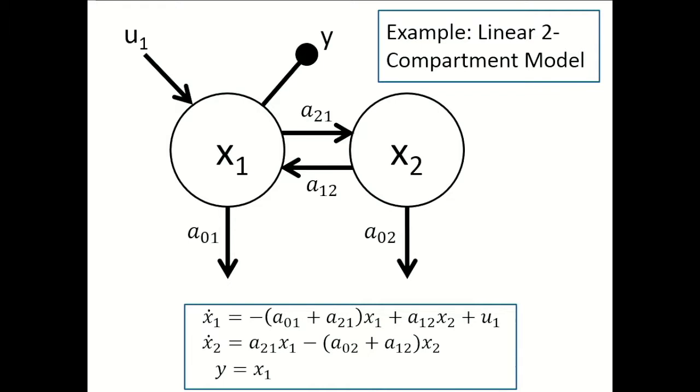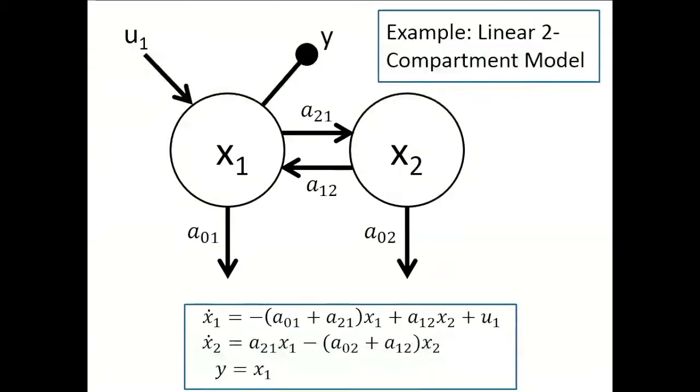Okay, so we can form the very simple linear first-order ODE system of equations that corresponds to this picture. So for example, notice in the first equation, the coefficient of x1 has the negative sum of all the outgoing arrows. The coefficient of x2 has the incoming arrow, and then we're adding u1 because we are inputting into compartment 1. Similarly for the second equation, and then y equals x1 means we are measuring from compartment 1.